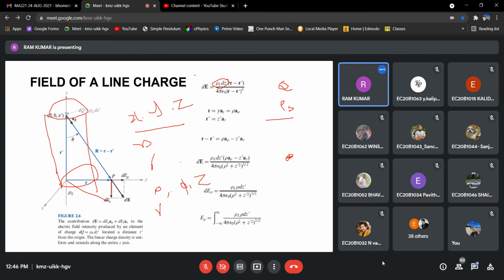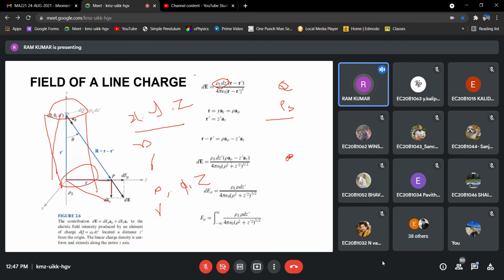So the R vector is this one. This is along the y-axis, right? So y into a_y vector can be represented as rho into a_rho vector. Similarly, this r dash is expressed as z dash a_z, as it is along the z axis. So we substitute r as rho a_rho vector and r dash as z dash a_z vector, as we are considering this situation in the cylindrical coordinate system.